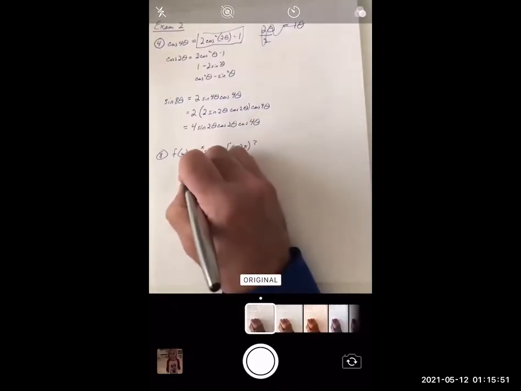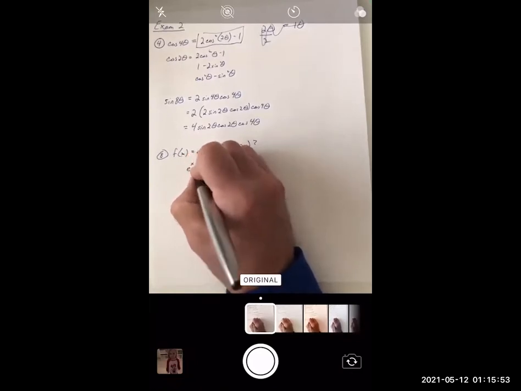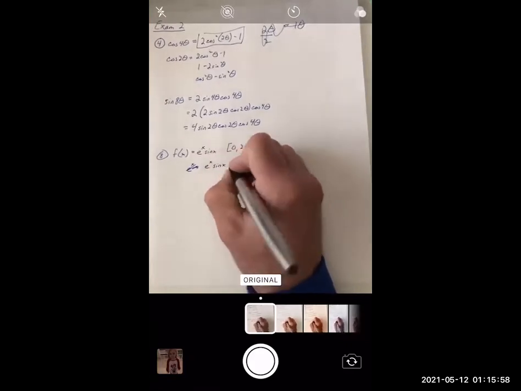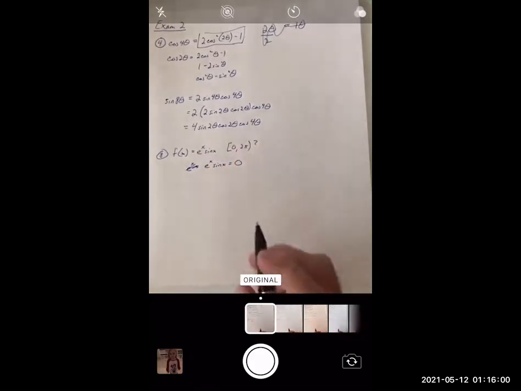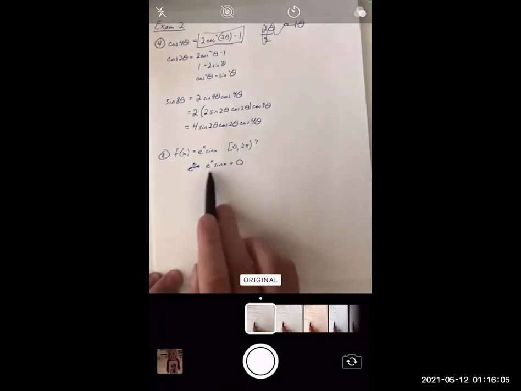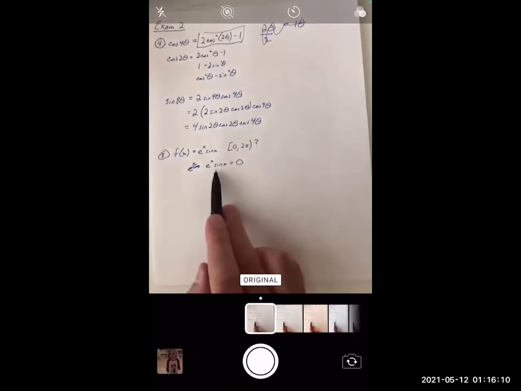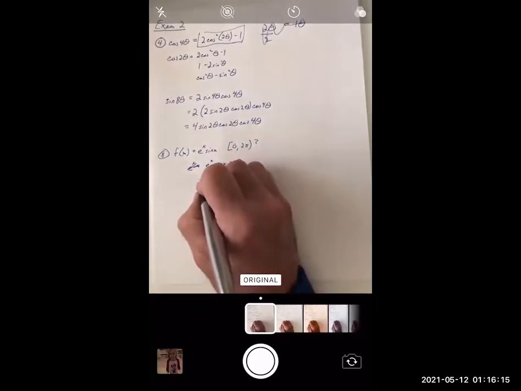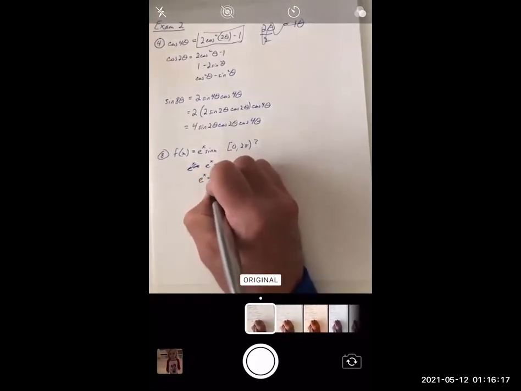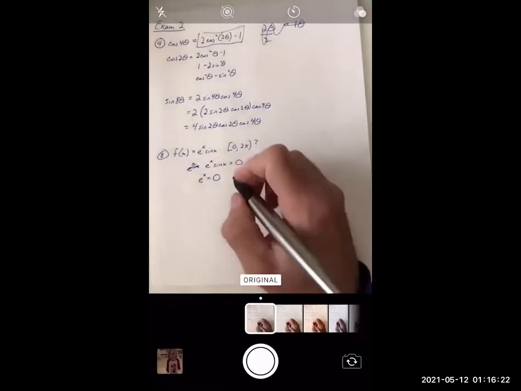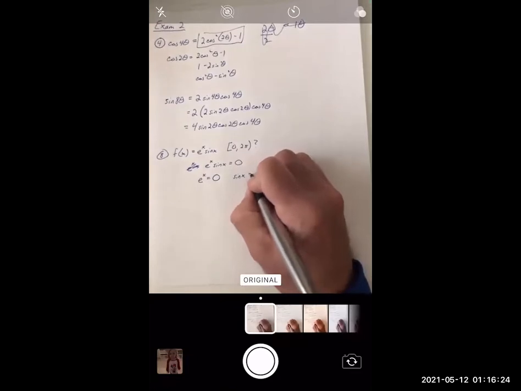If I want to know how many zeros you have, you're taking the function and setting it equal to zero, and then trying to solve it. When you go to solve this, there's nothing you can really do to manipulate it. You're just stuck with it. So technically it's factored. You're figuring out where the e to the x is zero, and then also solving for where sine of x is zero.